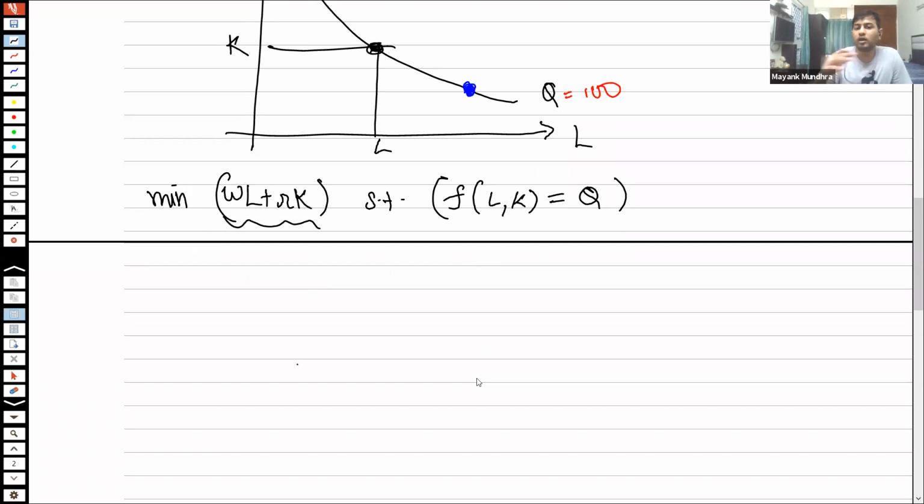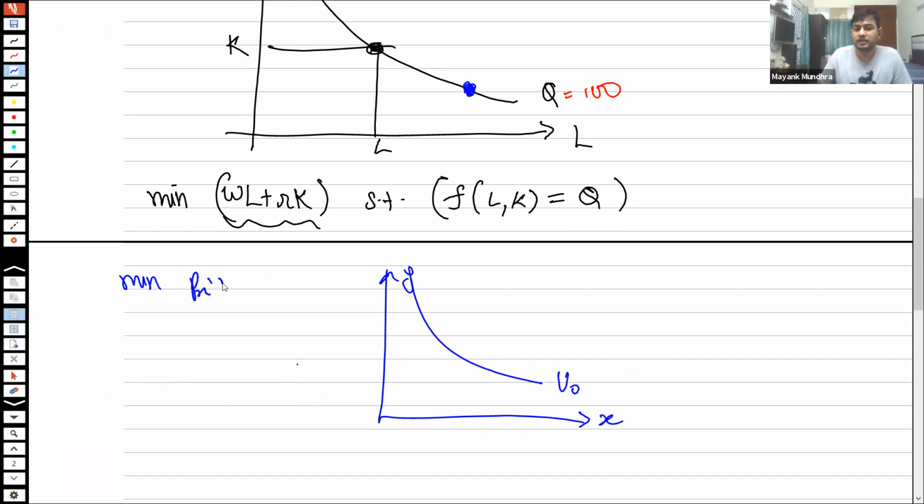Now, this is very similar to what we studied in consumer theory in the form of the expenditure function. In the expenditure function, the consumer had to reach some utility level U0 in the X and Y plane. The objective problem was to minimize PX X plus PY Y such that utility at X comma Y should be equal to U0.